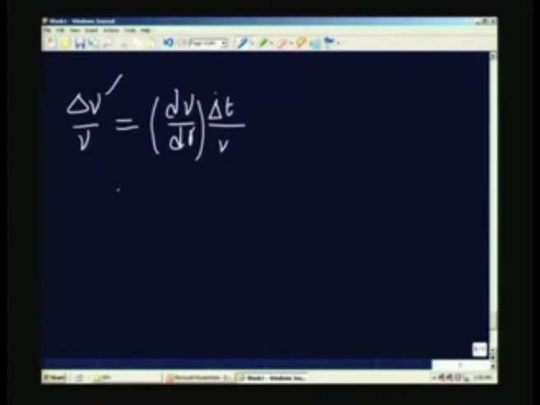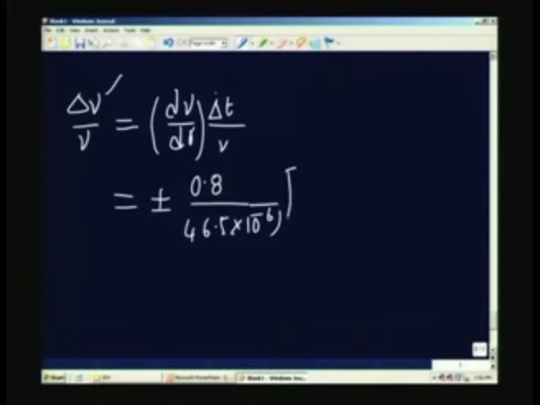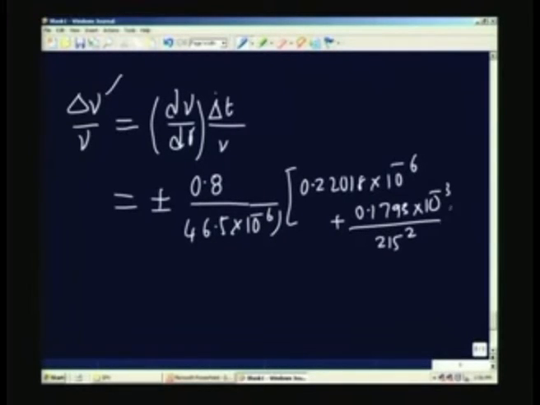so, it just requires the value of the derivative to be determined, and it is given by plus or minus, because delta t is plus or minus 0.8 divided by nu determined earlier, 46.5 into 10 to the power of minus 6, into 0.22018 into 10 to the power of minus 6 plus 0.1793 into 10 to the power of minus 3 divided by 215 squared. This gives you a value of, if you multiply by 100, of course, you will get percentages, plus or minus 0.47%.